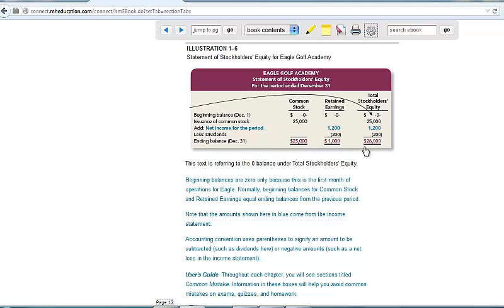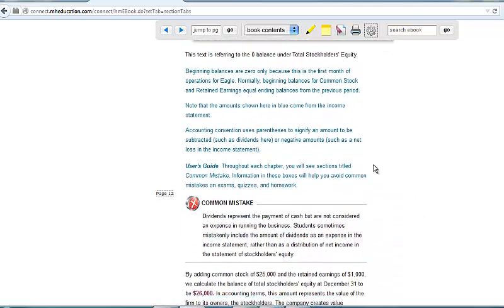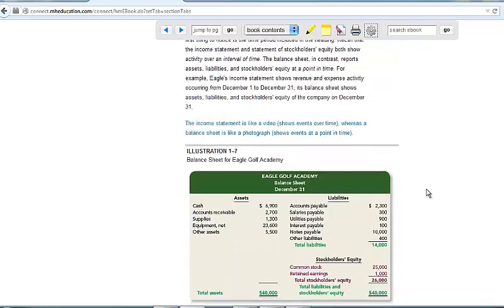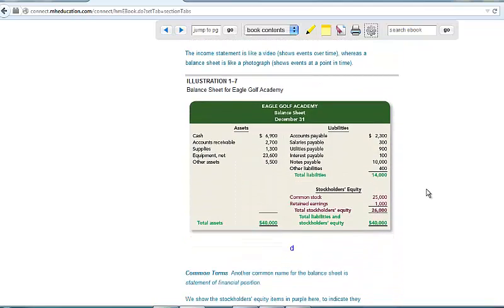And again, remember these numbers here as we move down into our balance sheet. The balance sheet is a financial statement that presents the financial position of the company on a particular date. The financial position of the company can be summarized with our accounting equation: assets equals liabilities plus stockholders' equity. So let's look at our balance sheet.